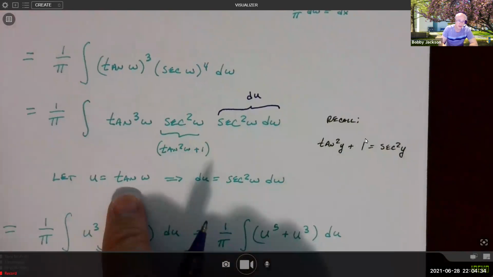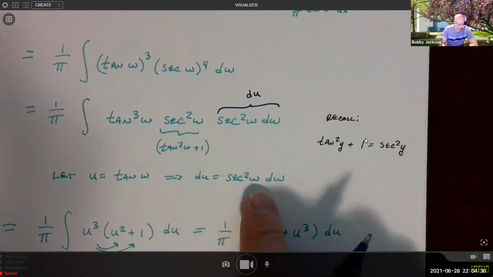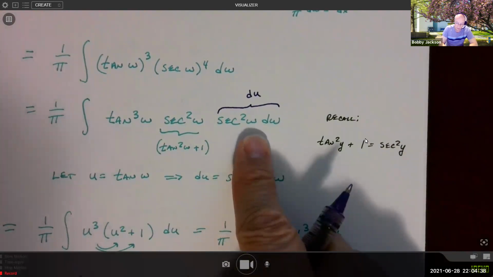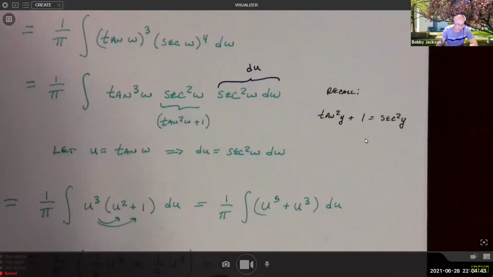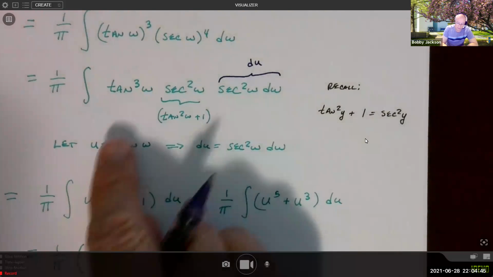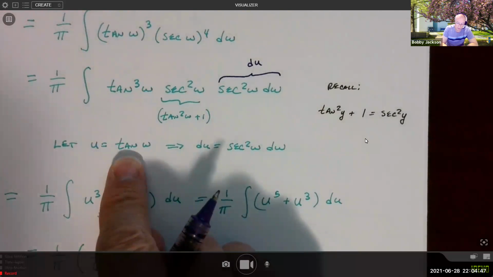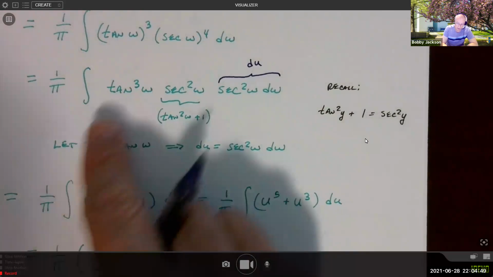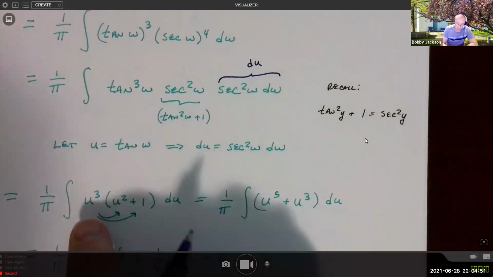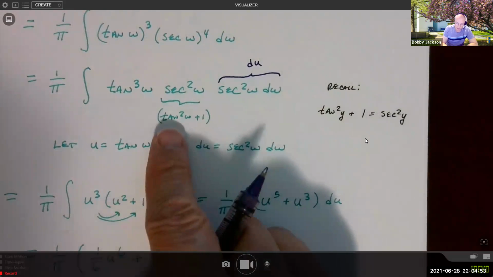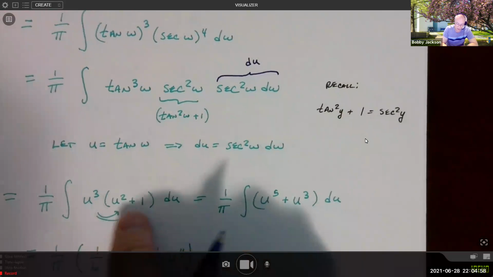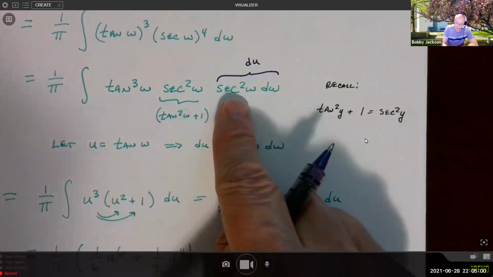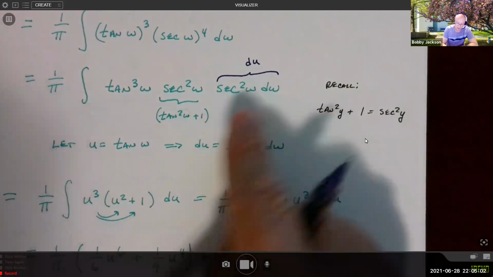I'm going to let U be tangent W. So my du is the secant squared W dW. And replacing tangent W with U, don't forget your 1 over pi, I get U cubed, and secant squared W is tangent squared W plus 1, so U squared plus 1, quantity, and then the secant squared W dW is the du.